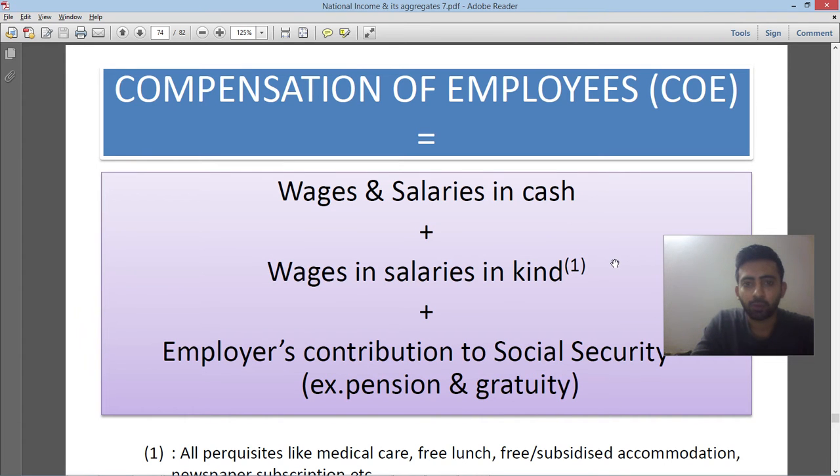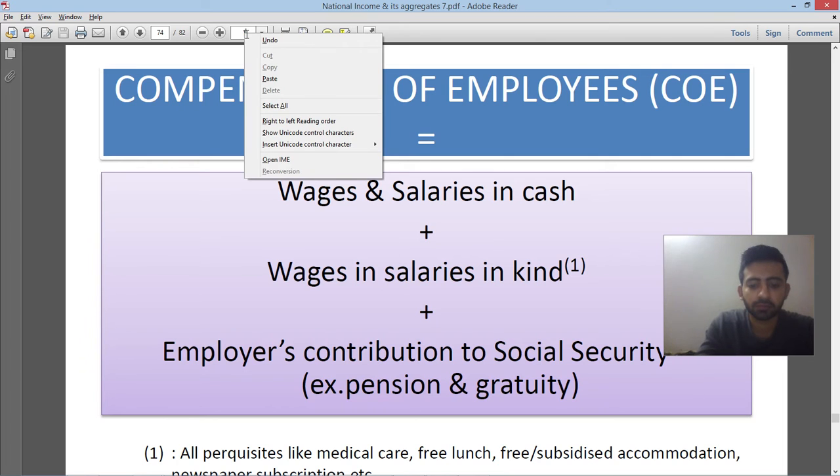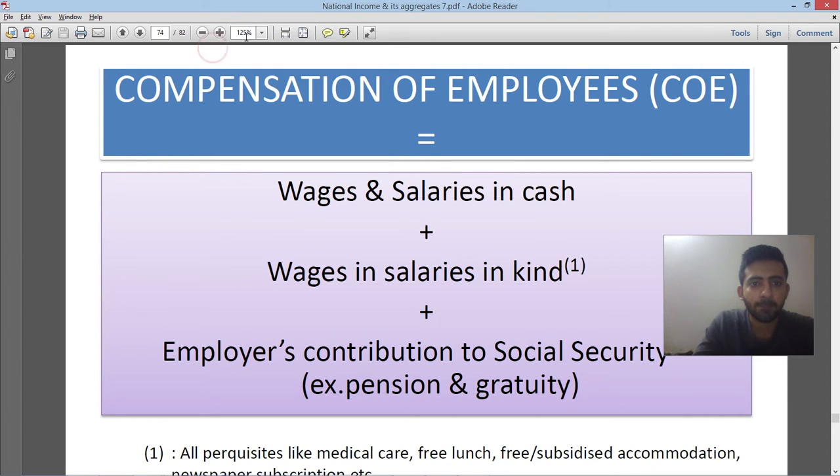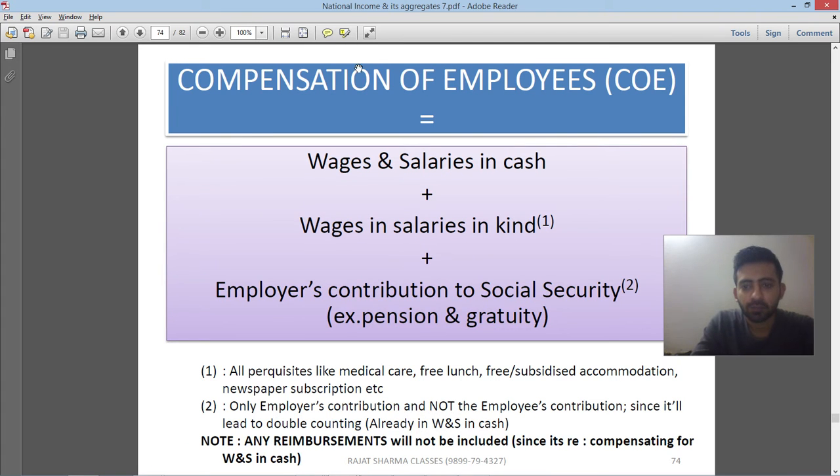Compensation of employees. Okay, let's understand compensation of employees. Compensation of employees include three main elements. First is wages and salaries in cash. The second is wages, salaries in kind. And third, employer contribution to the social security benefits.